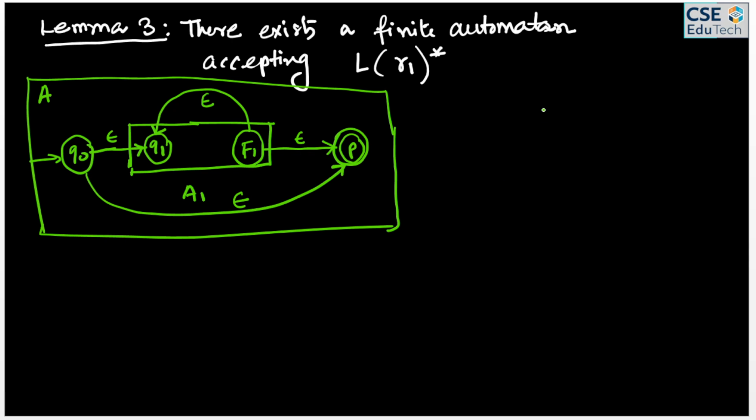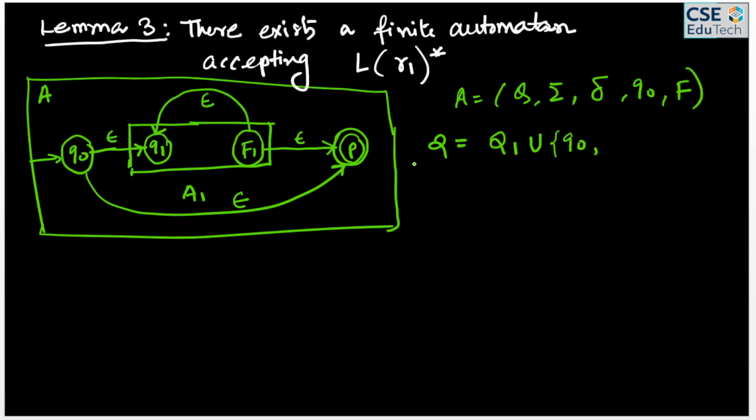Now we define the automaton A as Q, sigma, delta, Q naught and F, where this Q can be defined as Q1, the states of the automaton A1, union the new initial state Q naught, and we have introduced another final state, which is P.